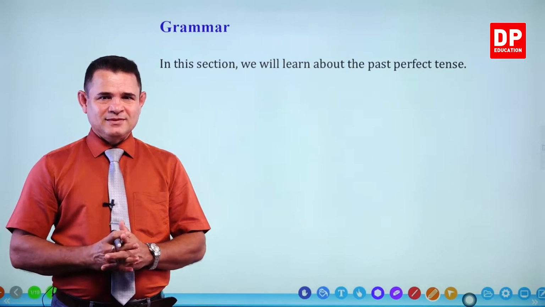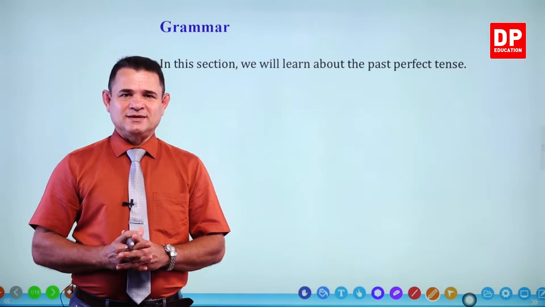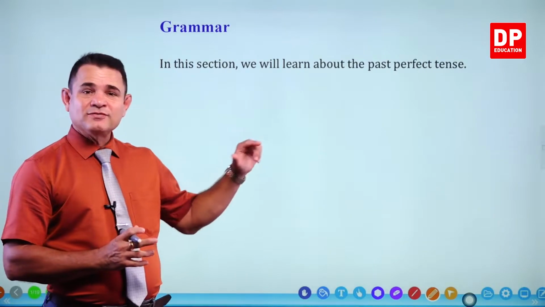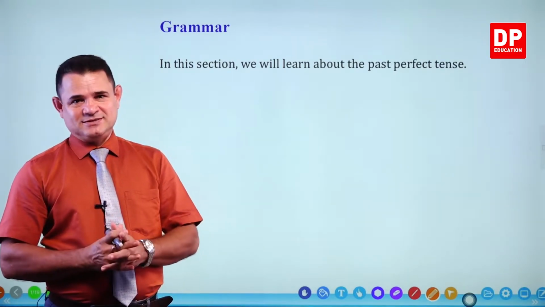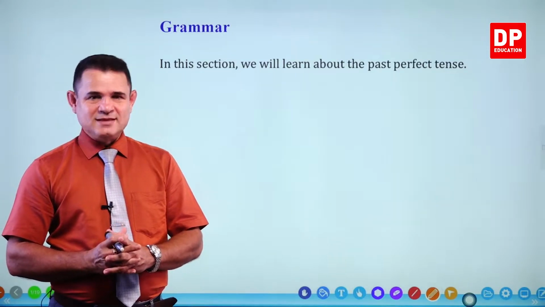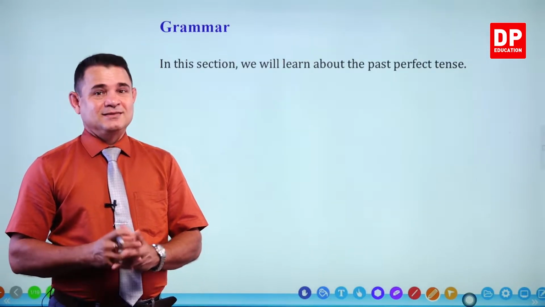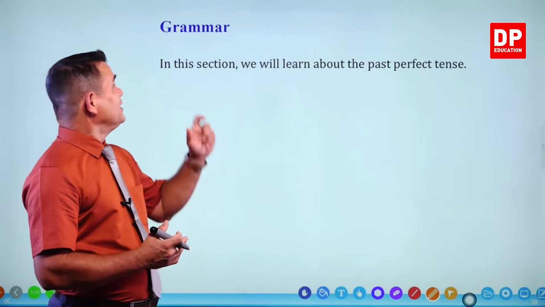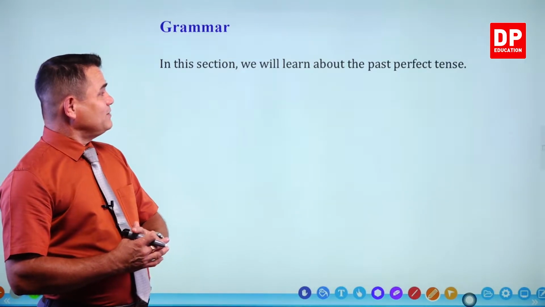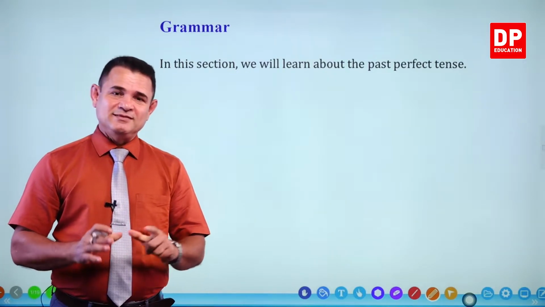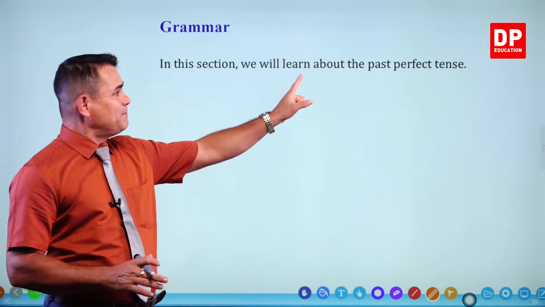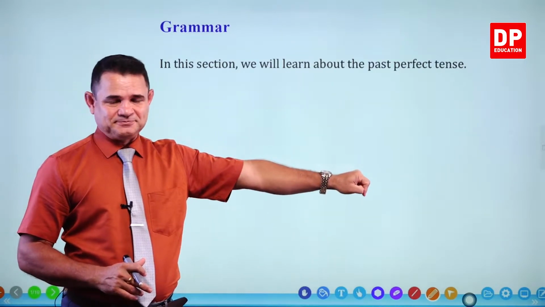Today, now I am going to discuss the grammar part of that unit. A unit එකේ grammar කොටස. ව්‍යාකරණ කොටසයි අද සාකච්ඡා කරන්නේ. Then let's see that in this section we will learn about the past perfect tense. So in this section you are going to learn past perfect tense.